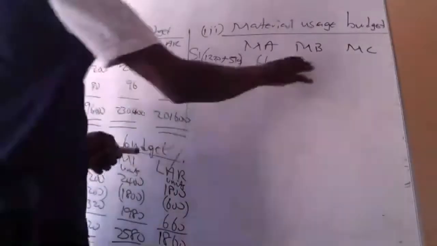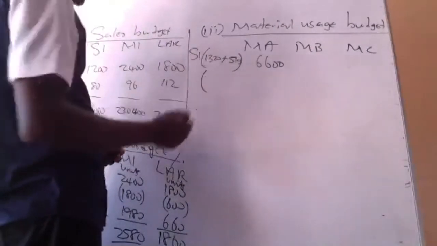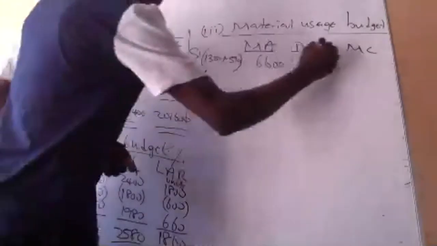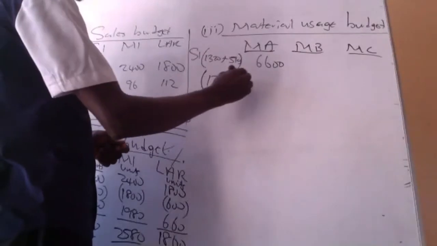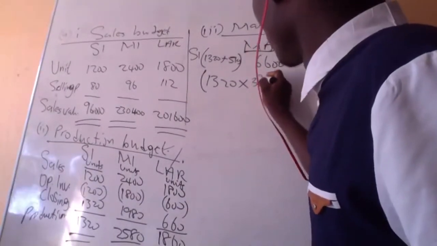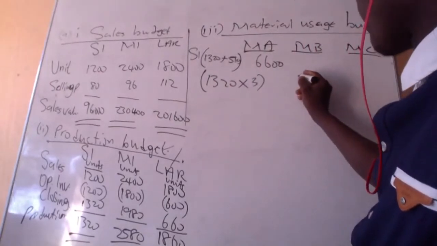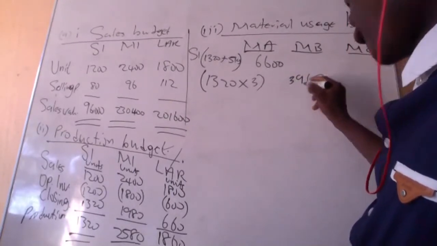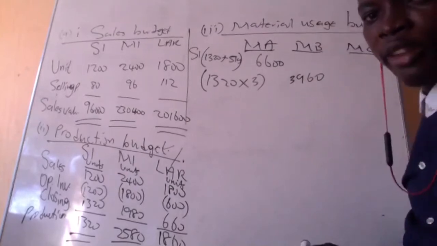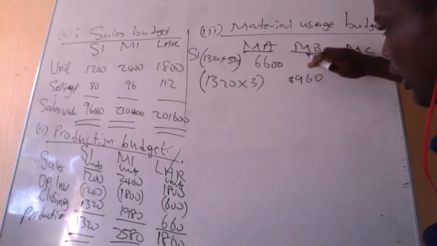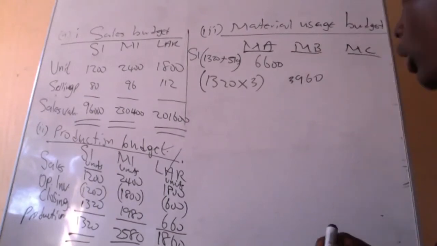Then we go to MB. Now for MB, if you want to produce still a unit of SI, how many units of MB do you need? So that's the 1,320 times a unit of MB's requirement. 3. Good. If you multiply this by 3, that will give us 3,960, right? Have you seen where I place it? It should come directly under this. Yes, that's for MB.